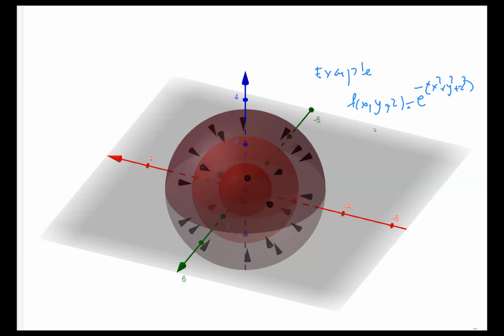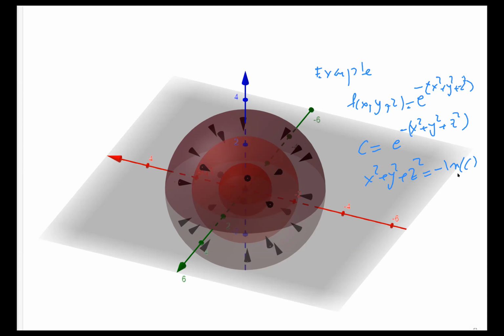We know for level surfaces, we put the output equal to a constant, and then we solve and figure out what level surface that is. And so we get this, and if I take the natural log and multiply by a negative sign, I get x squared plus y squared plus z squared equal to negative ln c. And it makes sense because c was basically less than 1, and therefore the negative natural log of c is going to be a positive value.